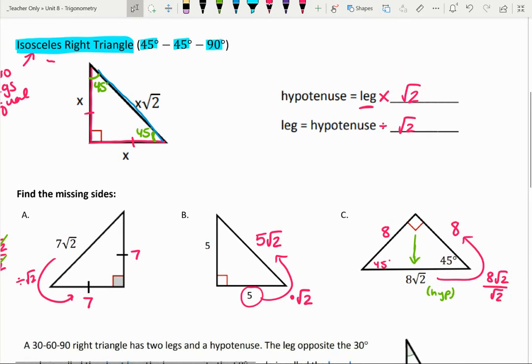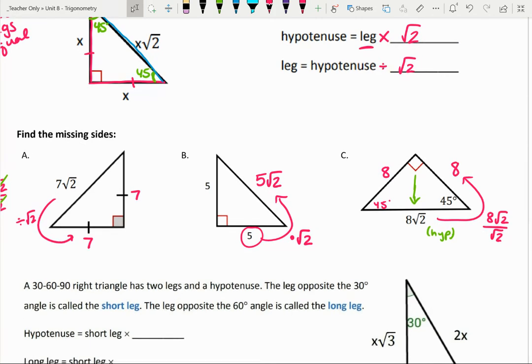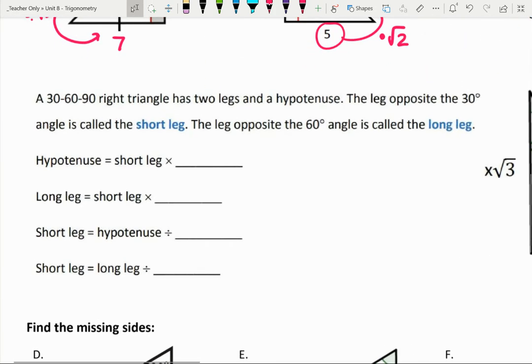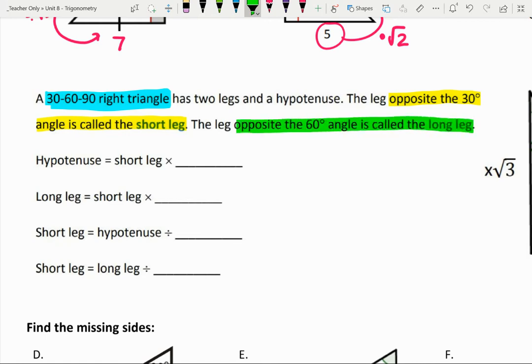So that's about all there is to that. The other special right triangle we have is a 30, 60, 90 triangle. A 30, 60, 90 right triangle, just like any right triangle, has two legs and a hypotenuse. We're going to break these down, and I'm going to color code these to label them. The leg opposite the 30-degree angle is called the short leg. So the smallest angle gives us the short leg. The leg opposite the 60-degree angle is called the long leg. We can just refer to them as the short leg and the long leg, and then of course we also have the hypotenuse.